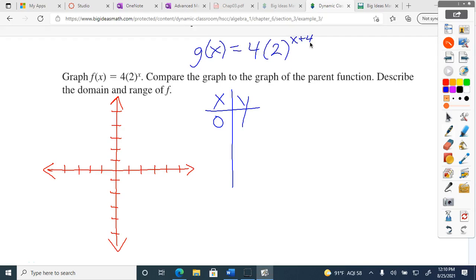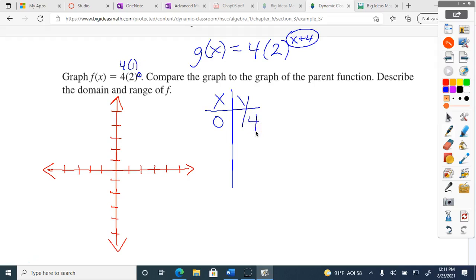Not 4, but what? You're close. I'm wanting to make the exponent, what I say? 0. So what would make the exponent 0? Negative 4. That would be my first point that I plug in. That's just always my starting point. And here's why. We learned it the day before yesterday. Anything to the 0 power is what? Not 0. 1.